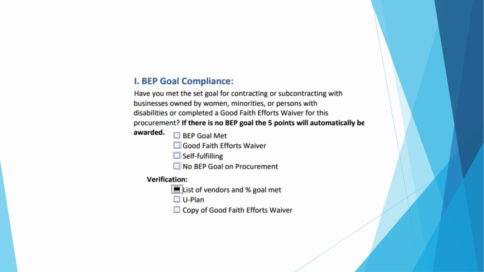Factor 1 is about BEP compliance. The vendor must select if they fulfilled the goal, filled out a good faith waiver, are self-fulfilling, or that there is no goal.